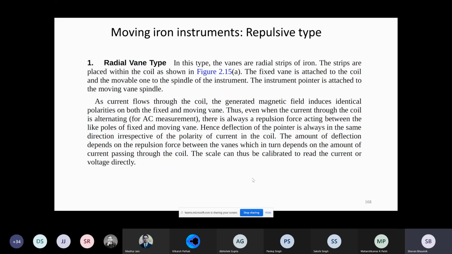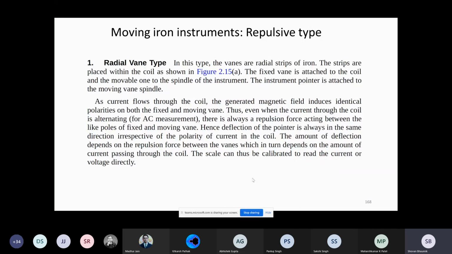The current flows through the coil, and the generated magnetic fields are of the same polarity. They get a repulsive force, and the moving vane gets deflected till the controlling torque is the same as the deflecting torque, and it gets the deflection angle.